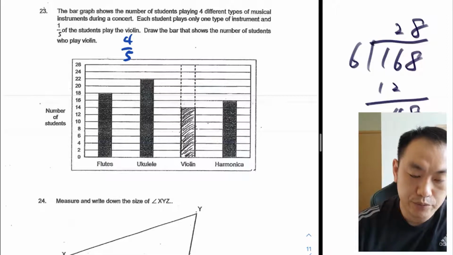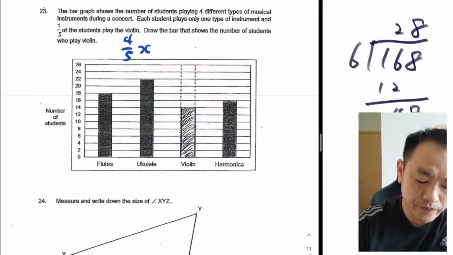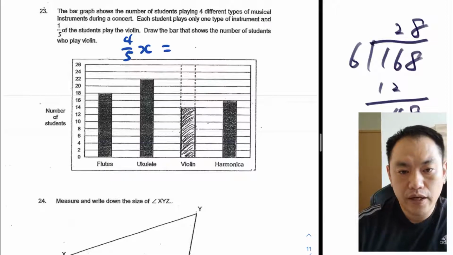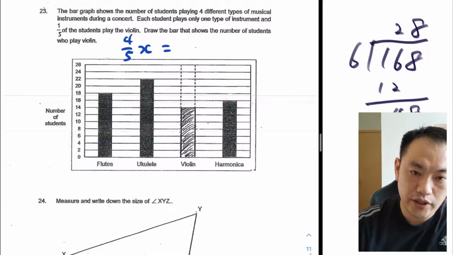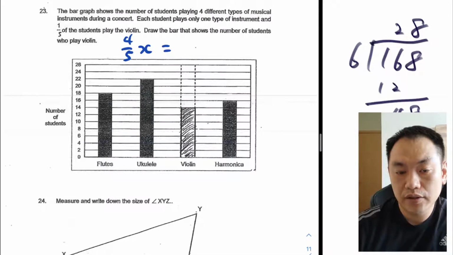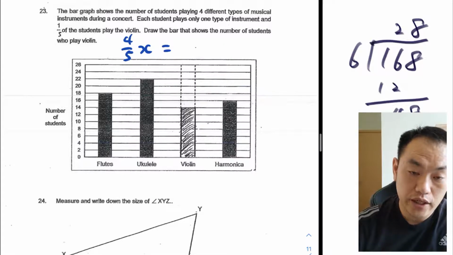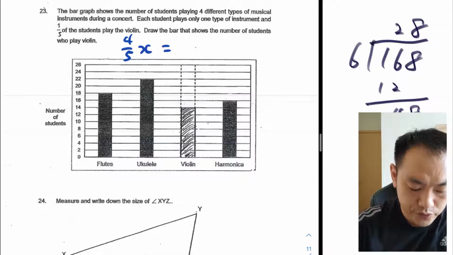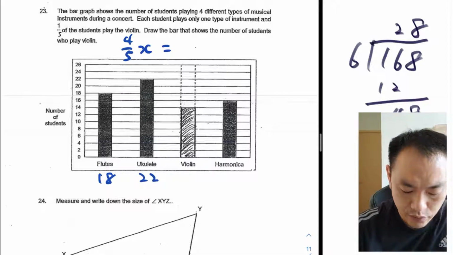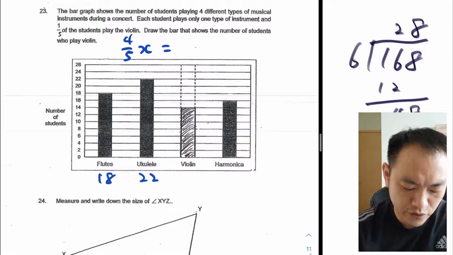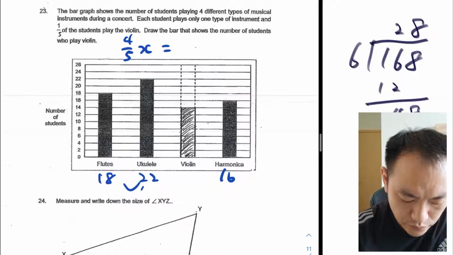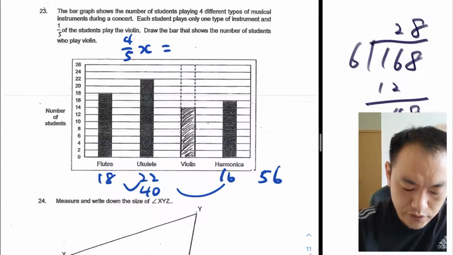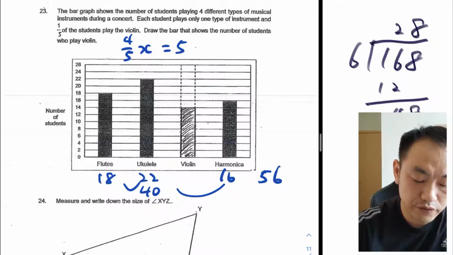Let's assume there are x students in total. That means 4/5x of the students play everything else. Let's check the number of students who play all the other instruments other than violin. Flutes is 18, ukulele is 22, and harmonica is 16. These add up to 40 plus 16, so 56. So 4/5x equals 56.